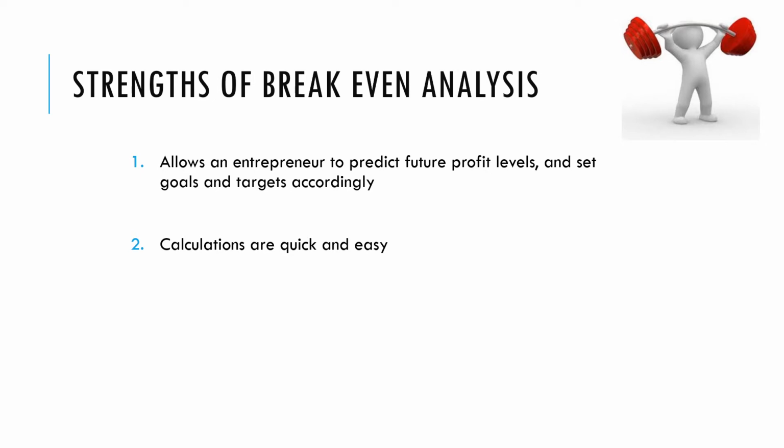Secondly, hopefully we'd all agree now that it's quite quick and quite easy. With your fixed cost, your selling price and your variable cost per unit, quite quickly you could work out your break-even output and then use that information. So it's fairly straightforward to do.